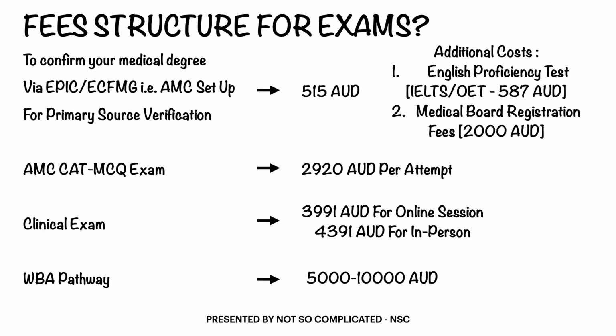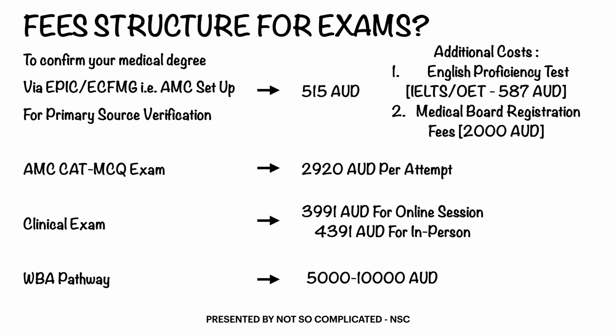And what is the fee structure for the exams? To confirm that you have completed your MBBS via EPIC or ECFMG, that is AMC's setup for primary source verification, you will need to pay 515 Australian dollars. And in the AMC CAT MCQ exam, you will have to pay 2,920 Australian dollars per attempt, and that is repeated in your next attempt.